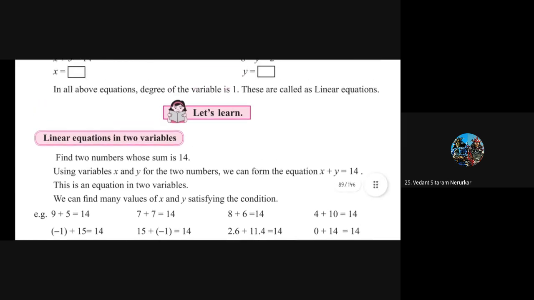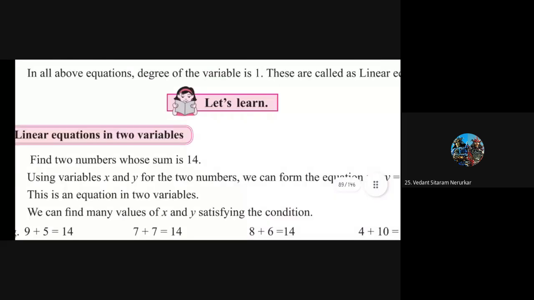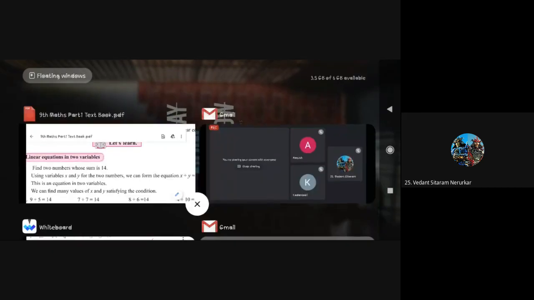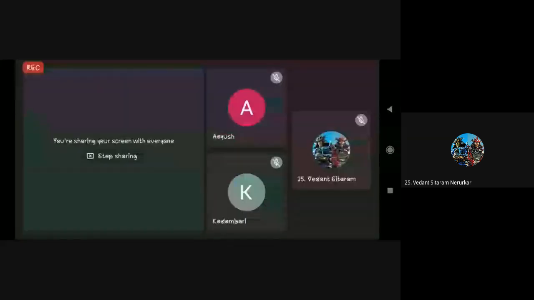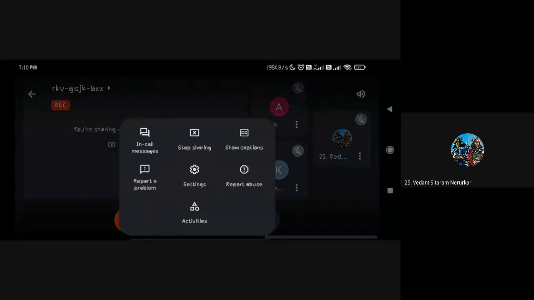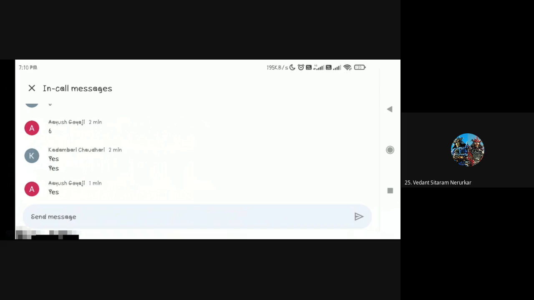अभी क्या करना है हमें, हमें ऐसे कोई भी दो numbers find out करने हैं जिनका की sum 14 हो. So you can write your answers in the chat box. What should be those numbers? वो numbers क्या क्या रहेंगे? Can you tell me the numbers? कोई भी ऐसे दो नंबर जिनकी सम क्या होनी चाहिए? It should be 14.